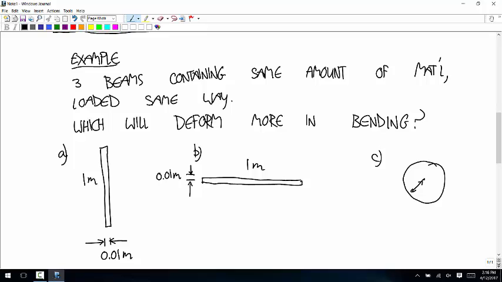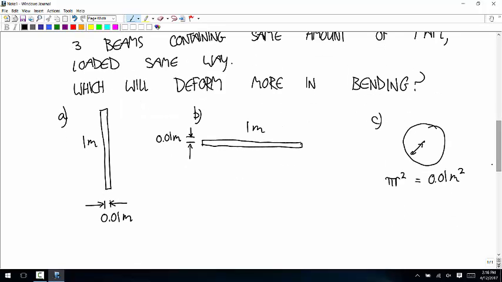Pi R squared, the area of this, has to be equal to the area of these two. So pi R squared has to be equal to 0.01 meter squared. And so R is equal to the square root of 0.01 over pi. Can someone tell me what that radius is?